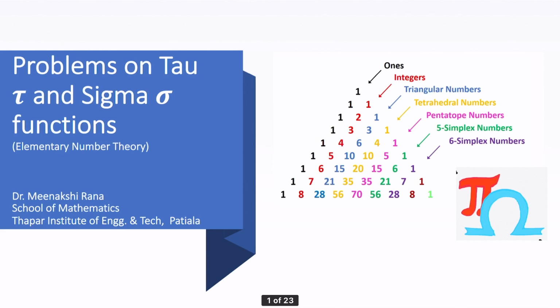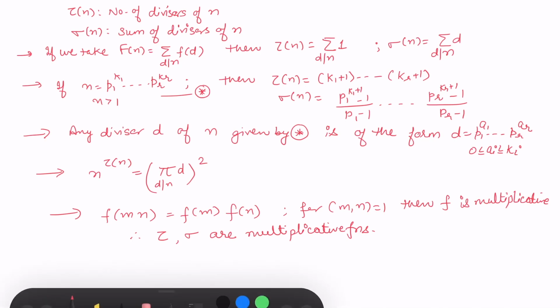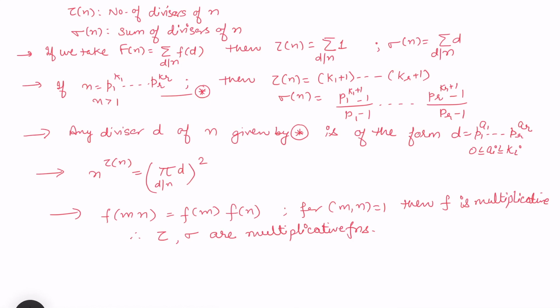In this video, we will be solving some problems based on tau and sigma functions. Before we solve the problems, let's take the basic definitions. The tau n function is nothing but the number of divisors of n, where n is a positive integer. And sigma n is the sum of the positive divisors of n.